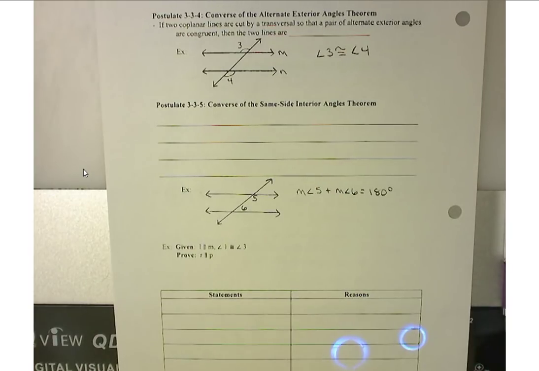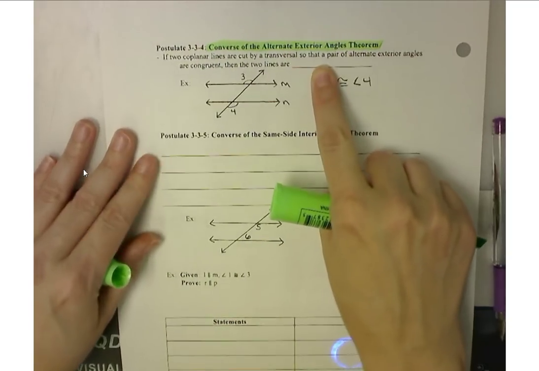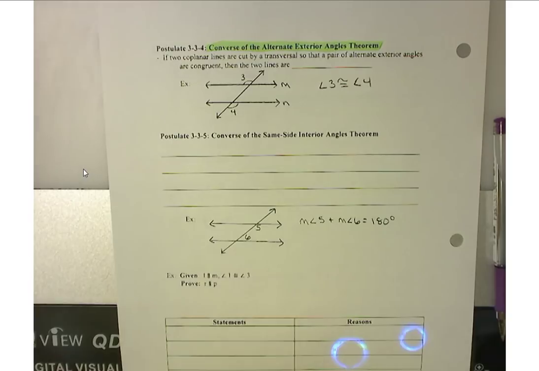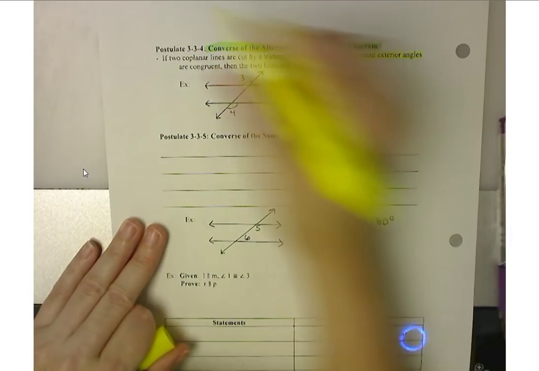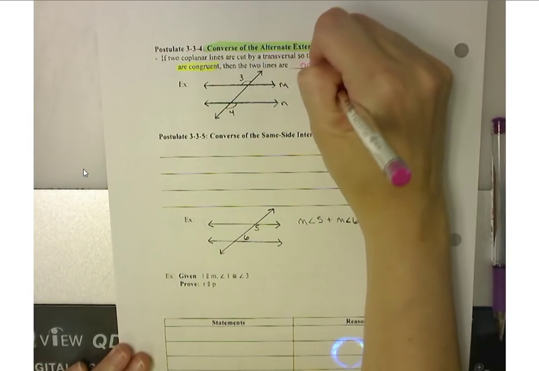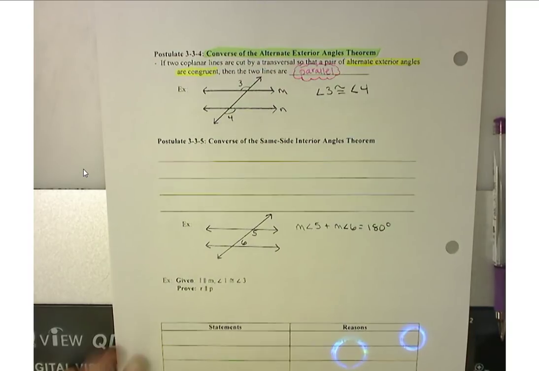And then the next one we're looking at is the converse of the alternate exterior angles theorem. And I bet you can already figure out what this is going to be, right? So if you have two lines that are cut by a transversal so that alternate exterior angles are congruent, then the lines are parallel. Yep. Okay, so again, that makes sense because all the hypotheses were the same. Now all the conclusions are going to be the same when they switch.